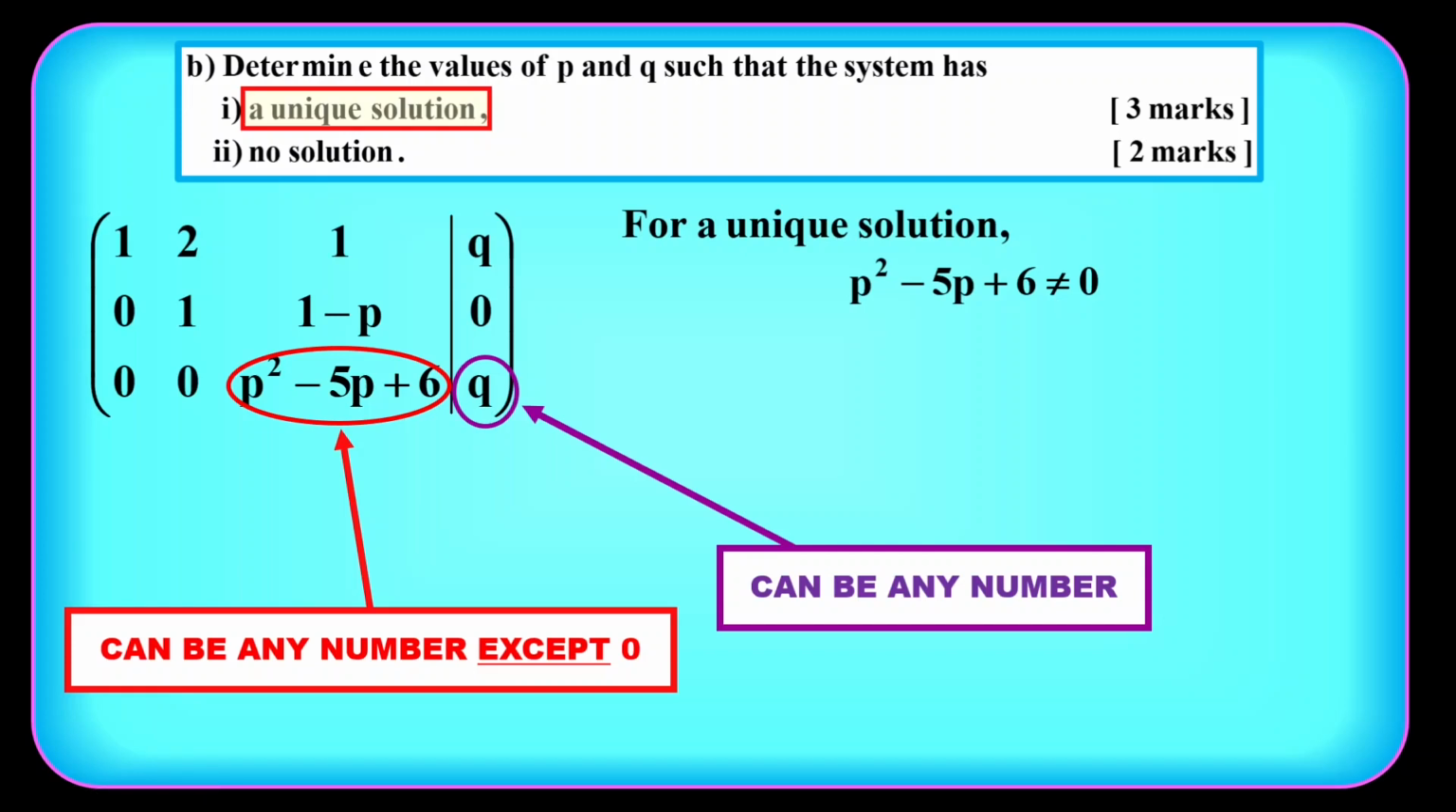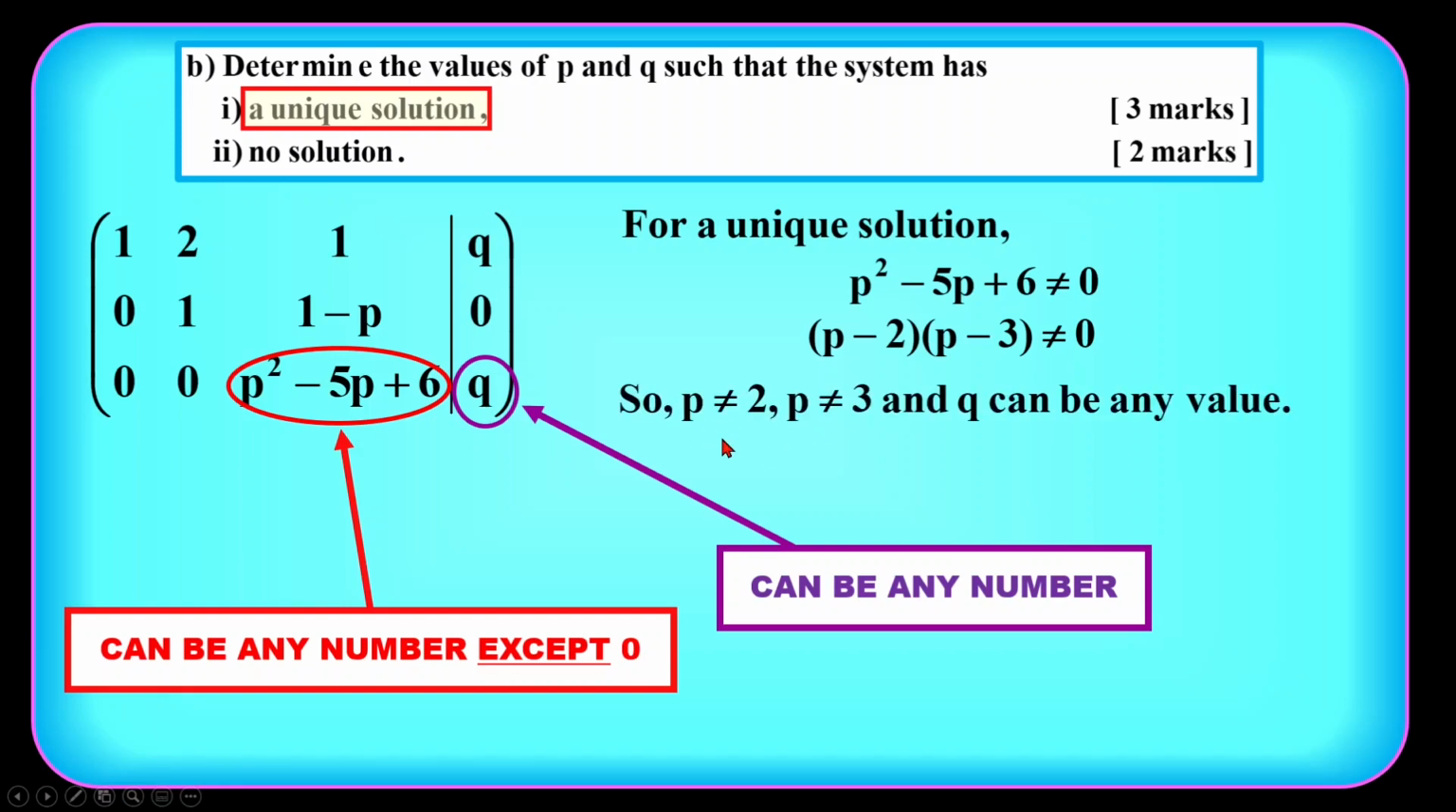Okay, now that we know that it's not equals to 0, therefore my calculation here is going to be p minus 2 and p minus 3, after I factorize this quadratic equation. Now, once I know that p minus 2 cannot be 0 and p minus 3 also cannot be 0, that's why the numbers 2 and 3 are not going to be the value of p. Okay, that's what Louis Lau asked. I hope you understand now, Louis Lau.